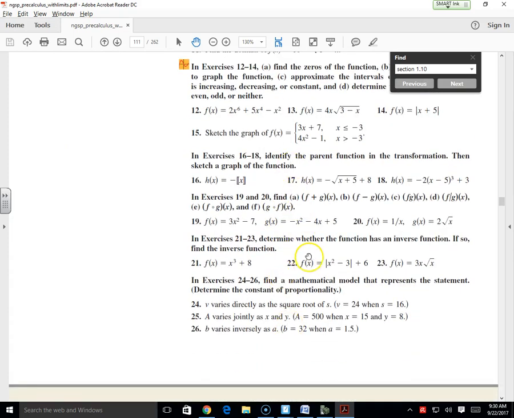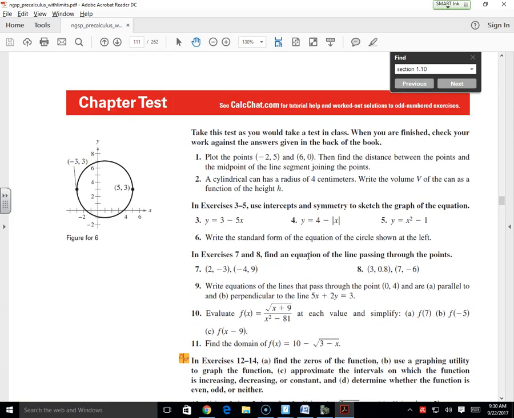But it condenses it down way shorter than the chapter review. Could this be a good place to find extra problems to practice? Yes. The odds are on Calc Chat, the evens are in the back of the book to check.